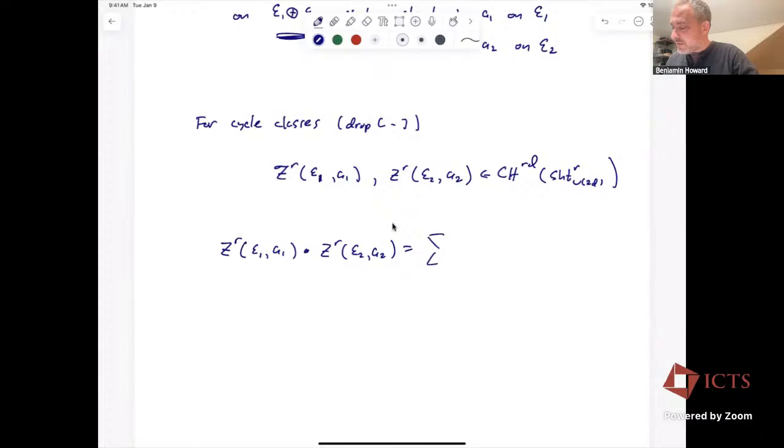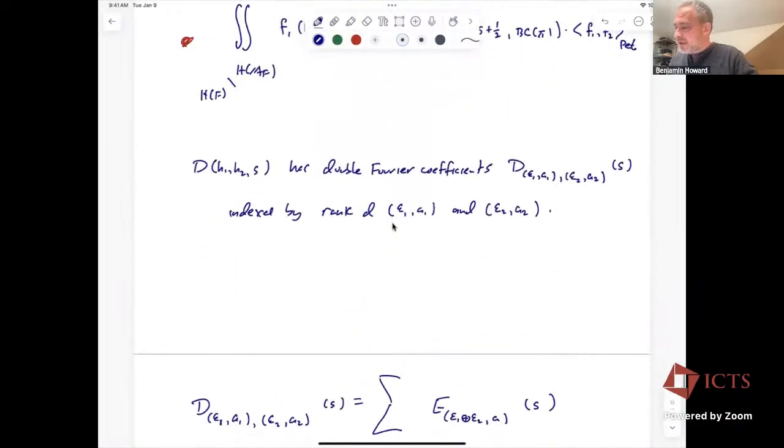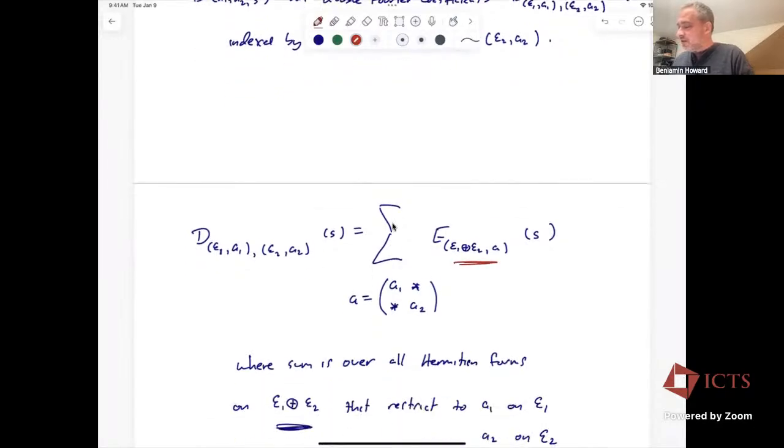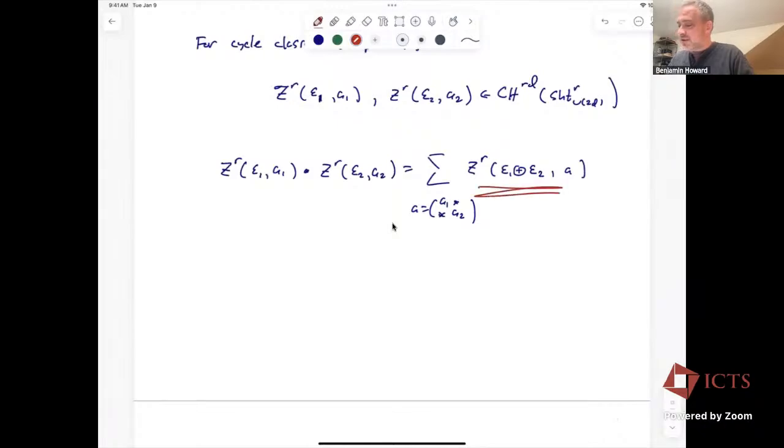It's basically the same. It's a sum of the special zero cycles indexed by, you take E1 direct sum E2, and you endow it with all possible Hermitian pairings that are compatible with the Hermitian pairings on E1 and E2. And so if we knew the arithmetic Siegel-Weil formula for all coefficients of this form, then we'd say that the arithmetic derivative of this is equal to this term by term.